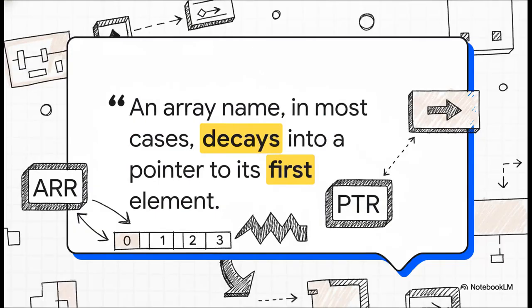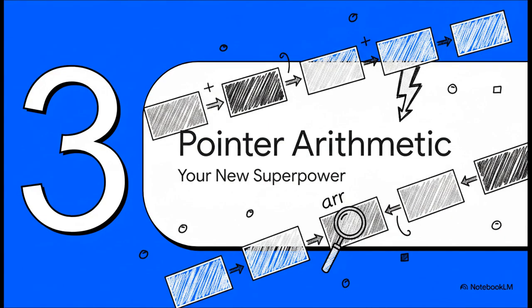Now, here's the more technical way of putting it. When you use an array's name in your code, just arr by itself, C automatically converts it, or lets it decay, as they say, into a pointer to the first element of that array. Now, they aren't exactly the same thing all the time, but for most of what you'll do, they behave identically. So if arr[i] is really *(arr + i), then that little plus i part is incredibly important. This is pointer arithmetic, and understanding it is like unlocking a new superpower in C. It gives you this direct, incredibly efficient control over memory.